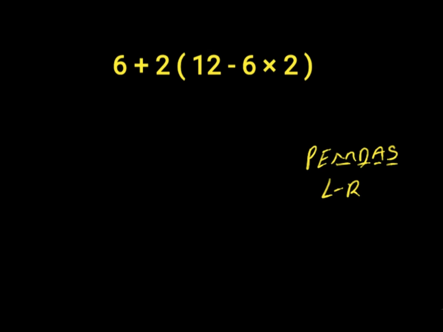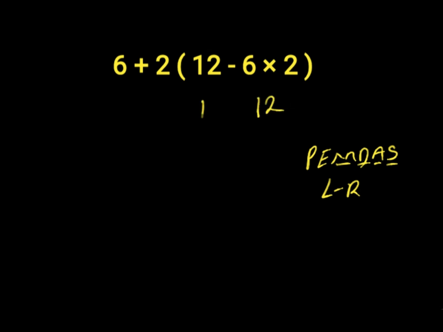First of all, we are going to work with our parentheses because it comes first. In our parentheses, we have 12 minus 6 times 2. Multiplication comes first before subtraction. So we have to solve our multiplication first because it comes first. Our multiplication is 6 times 2. 6 times 2 will give us 12.